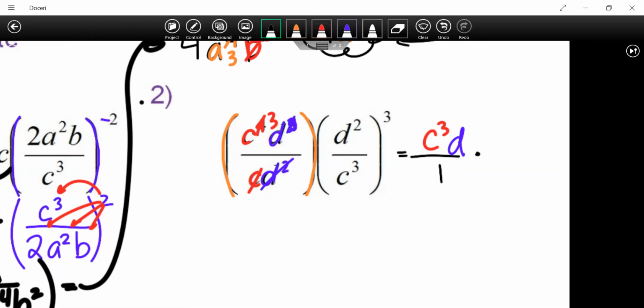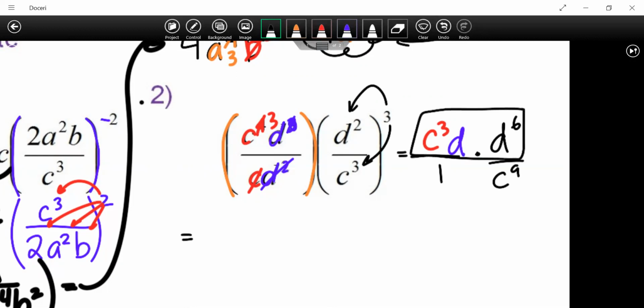I want to go and distribute the second term over, so I'm going to distribute that 3 to the 2, the 3 to the 3. So I'm going to get d to the 6, c to the 9th. We're going to combine our terms across first before I do anything. C to the 3rd, d to the 7th, all over my bottom portion, which is going to be just c to the 9th.